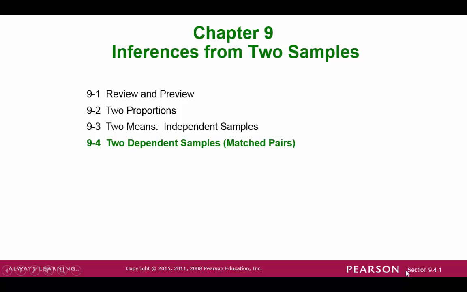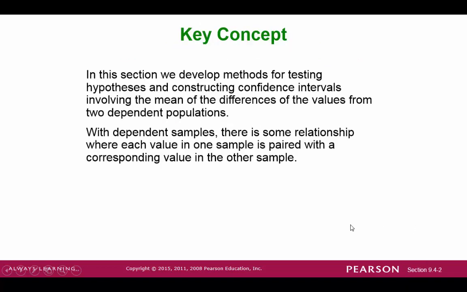Section 9-4, two dependent samples, or matched pairs. The idea here is to take a look at methods for hypothesis tests and confidence intervals where we look for the differences of values from two dependent populations. And the dependent populations are some sort of matched pairs.